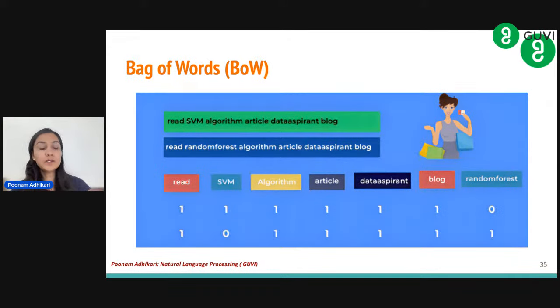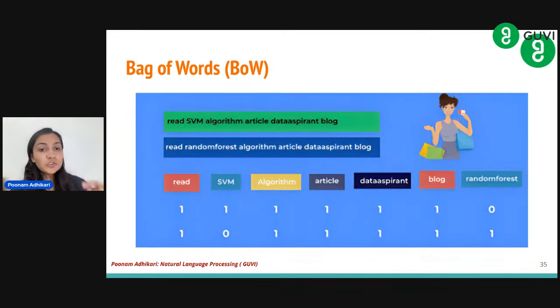Okay. Now, if we take these two texts, read SVM algorithm article, data sprint blog, or read random forest algorithm article, data sprint blog, like this. Now we are creating the unique words. The very first word that we are having is read. The second word is SVM. The third word is algorithm, then article, data sprint, blog, random forest. These are the unique words that we found in the given text.